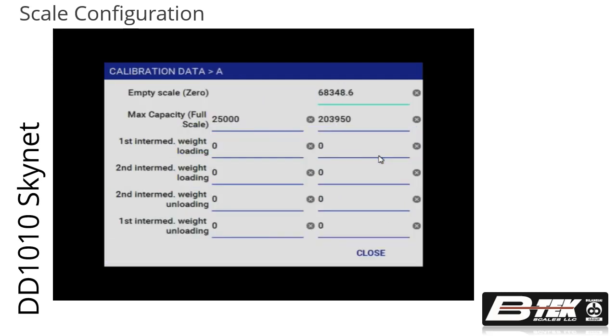Calibration data will show us previously calibrated values. So at 0, the internal counts were at 68,348. Then it will show us our span value if we just did a 0 and a span. Or if you did a multi-point calibration, it will show your intermediate values along with your weights and their counts.